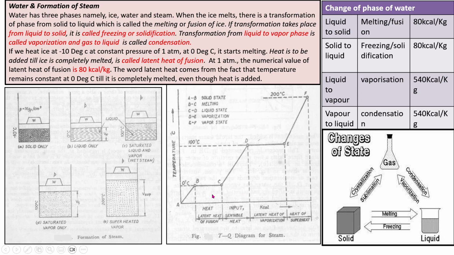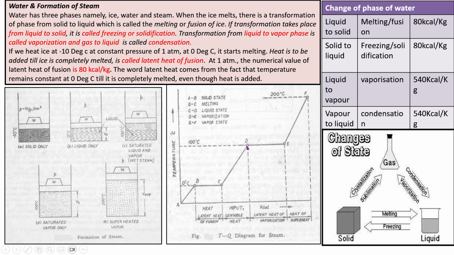You see the temperature and Q figure, the TQ diagram. It will be like this. First we heat ice from minus 10 to 0 degree centigrade. Then ice becomes liquid at 0 degree centigrade. This heat is called latent heat of fusion. Then when all ice has become liquid at 0 degree centigrade, again heat it, the temperature will go on increasing. That is called sensible heat.